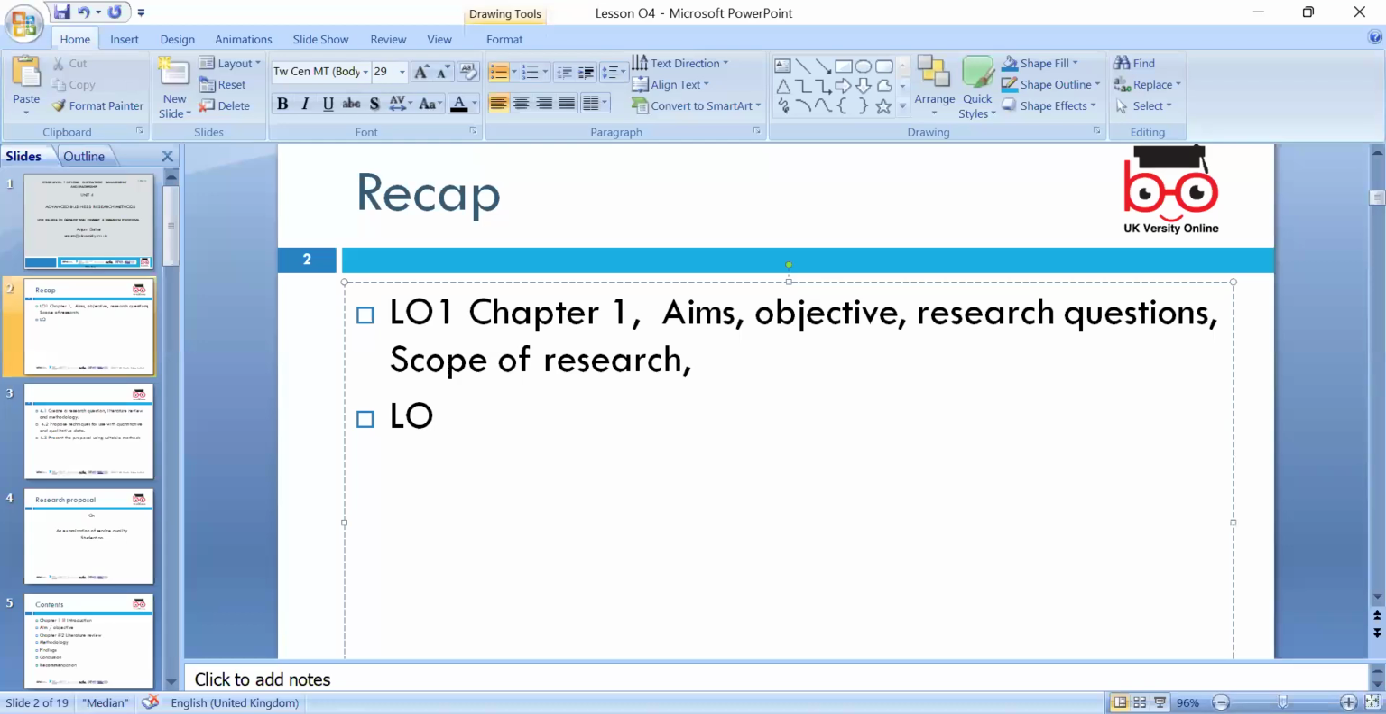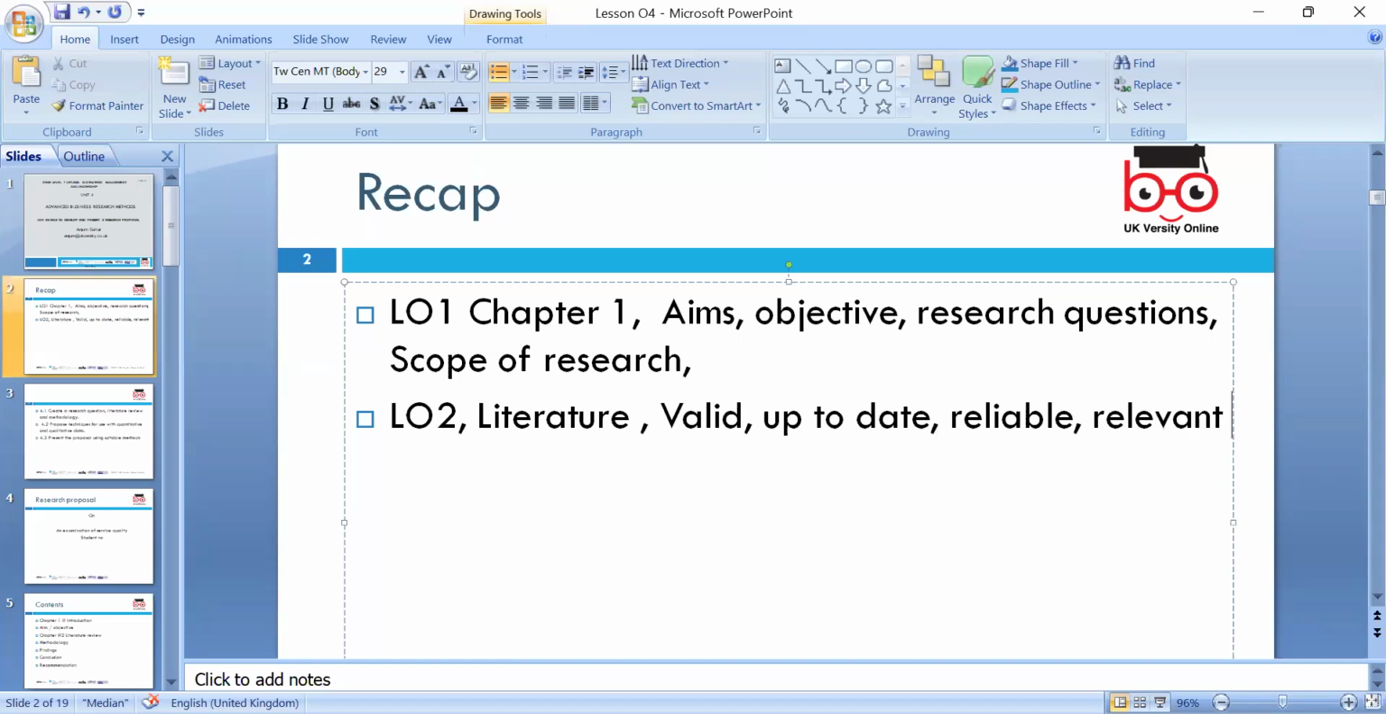Then in lesson 2, we discussed the literature review. We learned how to collect the literature. Literature needs to be valid, up to date, flexible and reliable, and relevant to your topic, and you need to find the gaps in the literature so we can explore and develop our understanding. You can propose a literature review in your proposal.